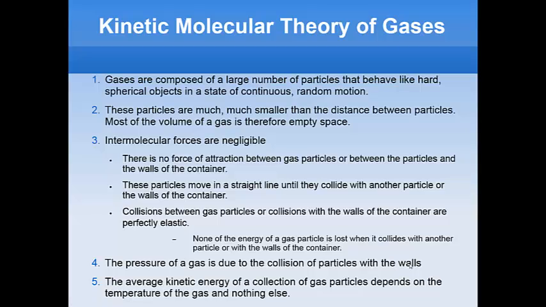So there's about four postulates in this theory. Basically, the first one is that gases are hard, spherical objects in a state of continuous random motion. The analogy most people have is billiard balls. You have a whole bunch of balls that are just wandering around, and they move in a straight line until they collide with another particle or another billiard ball or with the walls of the container or the edges of the billiard table. They are much smaller than the distance between the particles.